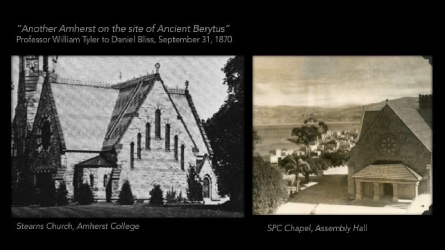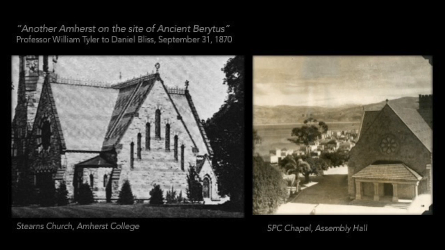But the architectural kinship between the SPC and Amherst College is perhaps most evident in the synchronicity of SPC's chapel, known as Assembly Hall, with Amherst College's Stearns Church. In a letter dated September 31st, for some reason, 1870, that same Amherst professor, Professor Tyler, wrote to Daniel Bliss of the newly designed Stearns Church at Amherst College. In that letter, he enclosed a photograph of the plan of the church for Bliss to use as the model for his, and I quote, this is the title of the talk, his "Amherst on the site of ancient Beirut," unquote.